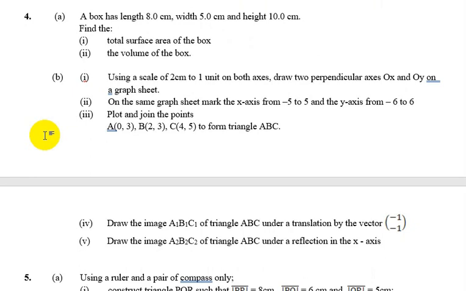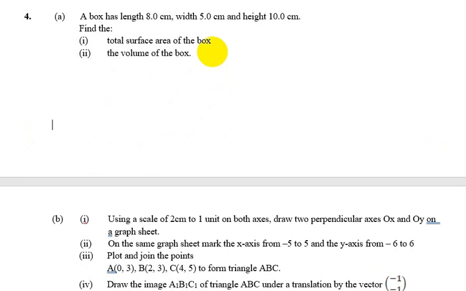Okay, so question 4. Question 4 says that a box has length 8 centimeters, width 5 centimeters, and height 10 centimeters. Find the total surface area, and also we should find the volume of the box. Now what do we have to do first? We have to draw the box. So I'll draw my box.